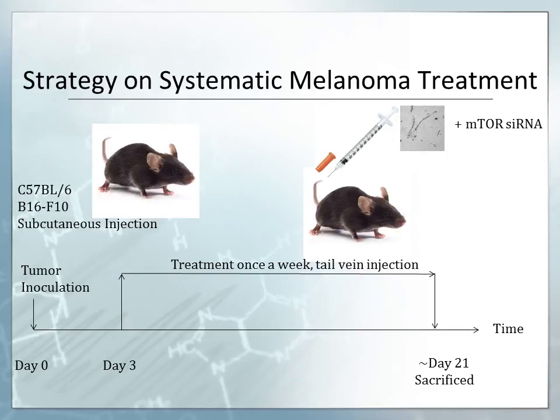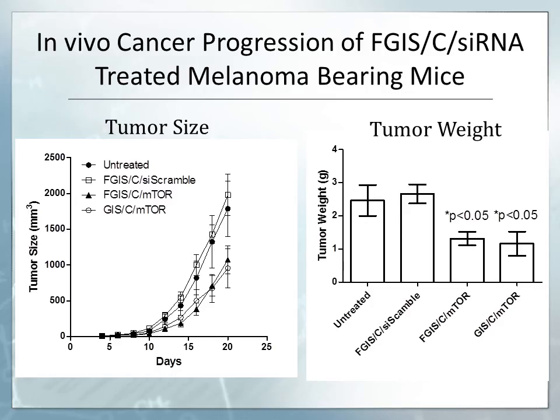So again, we treat the mice with mTOR siRNA, but this time we use subcutaneous injection at day 0, and then starting from day 3, we inject the mice with the mTOR siRNA and the nanotubes once a week by tail vein injection, and then we see the tumor progression.